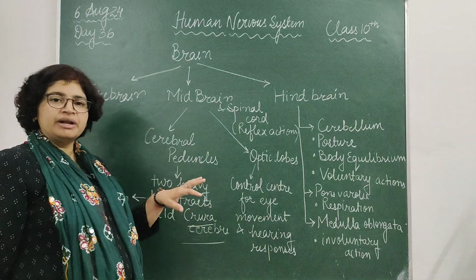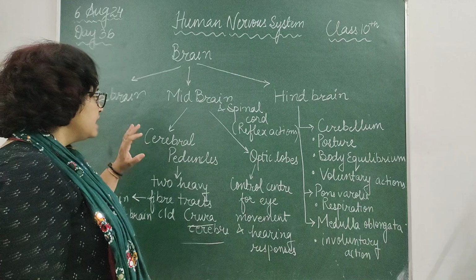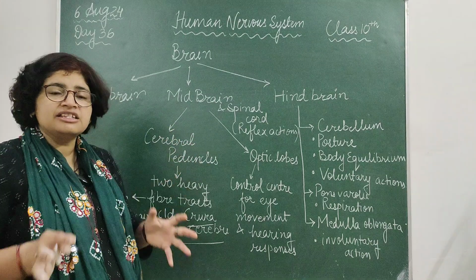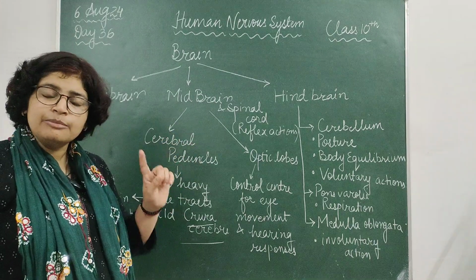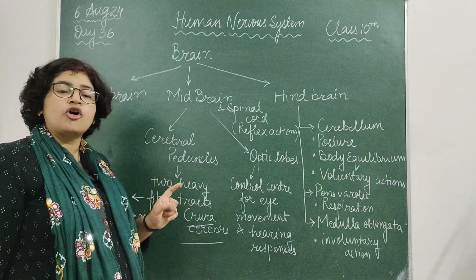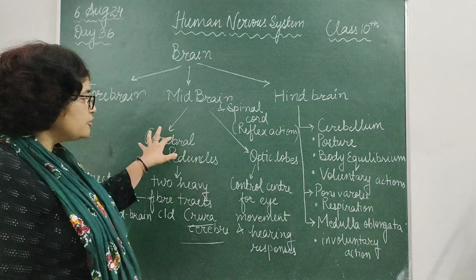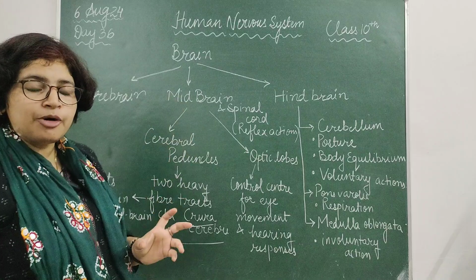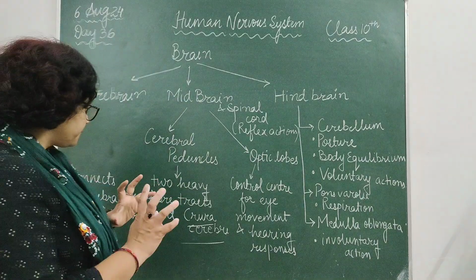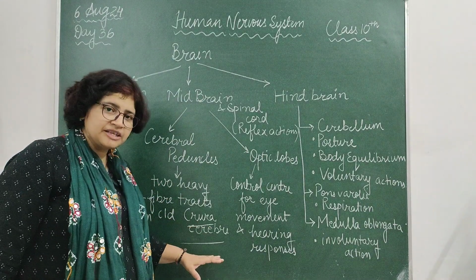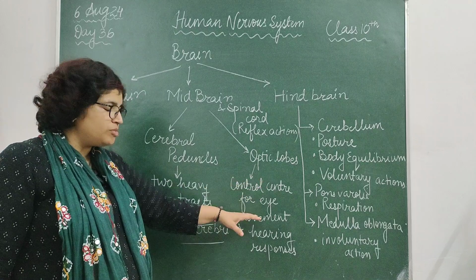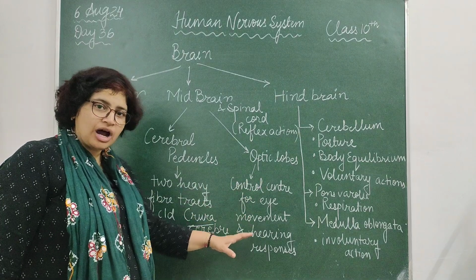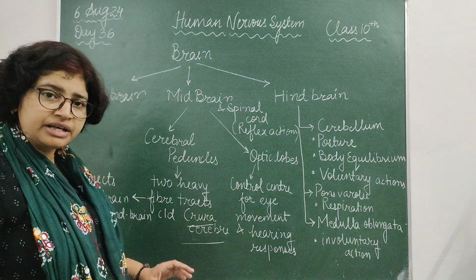So our midbrain, the middle part of the brain, is meant for joining. Cerebral hemispheres are actually joined with the help of corpus callosum, but the midbrain is meant for the connection of forebrain with the hindbrain with the help of two fiber tracts known as crura cerebri, and the other one is the optic lobes, which act as a control center for eye movement and hearing responses.